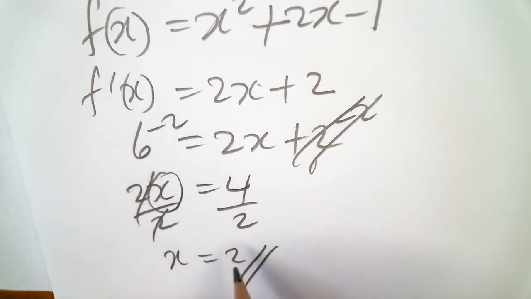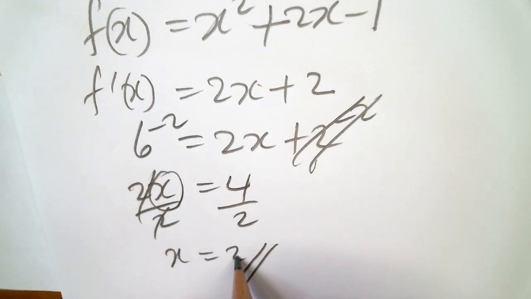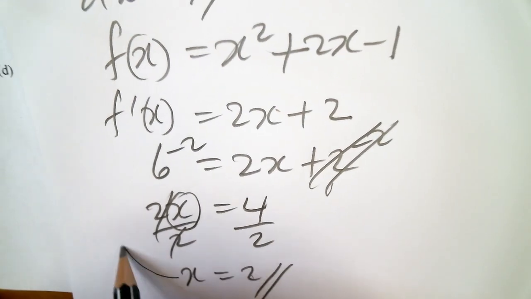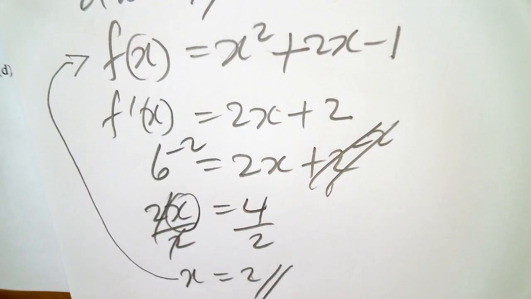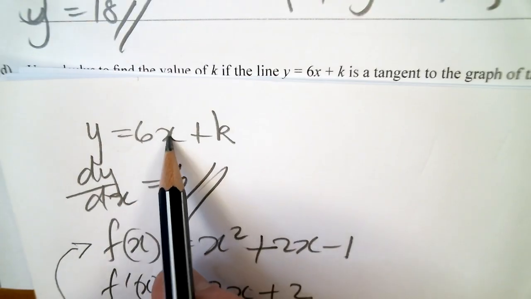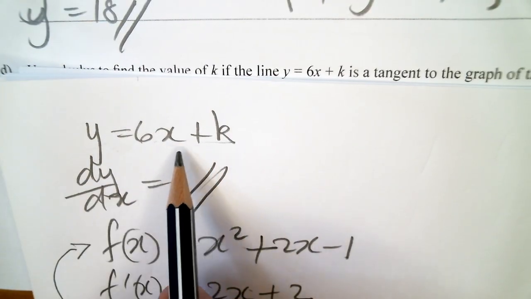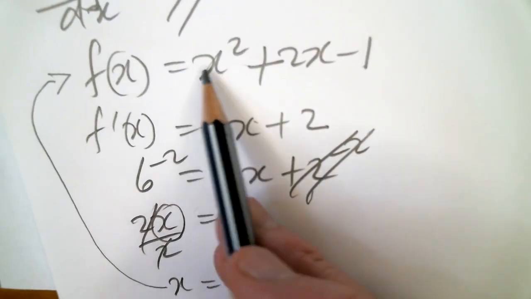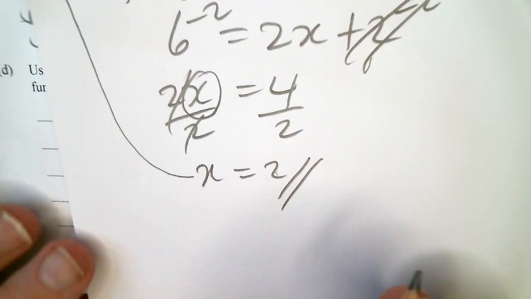So what's the y value? When x is 2, what does y equal? Let's plug this one back into here, and that gives us our y. We can't put it back into the line because it's got 2 unknowns. We want something with only one unknown, which is x. So here it is, and we'll just rewrite it.